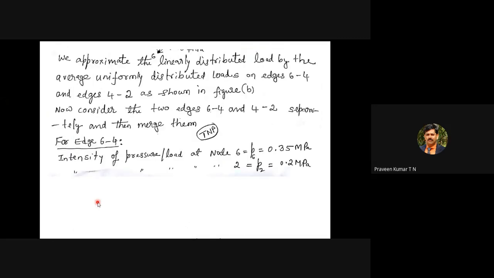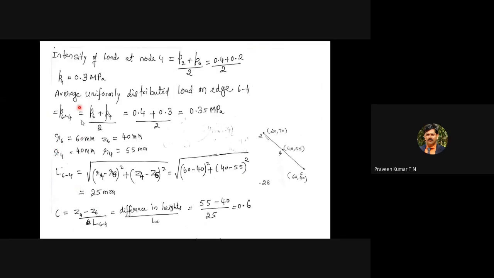Those calculations are shown here. So you can see here, the average uniformly distributed load acting on edge 6 4 is equal to the average of the load for node 6 and node 4, that is nothing but P6 plus P4 divided by 2. So finally we are getting 0.35 megapascal.